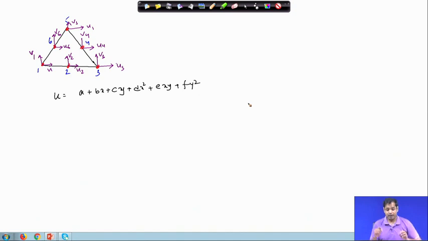For instance, we have just 6 nodes only. So, information from 6 nodes is available. So, in the approximation we can have 6 unknowns.